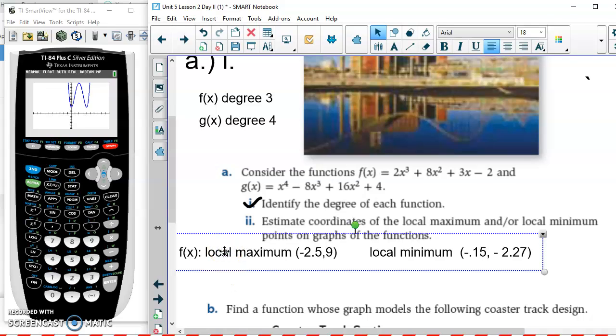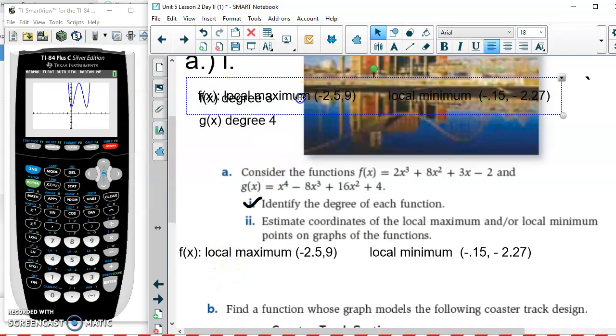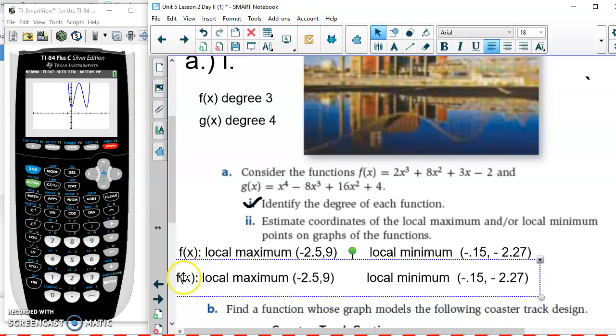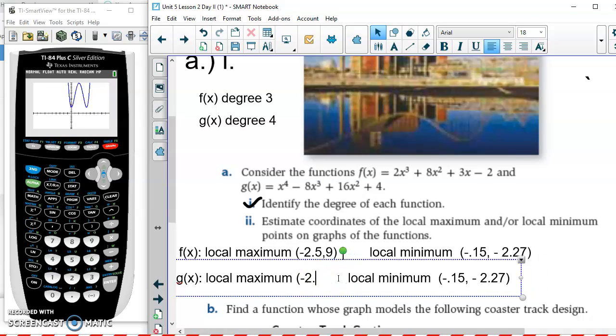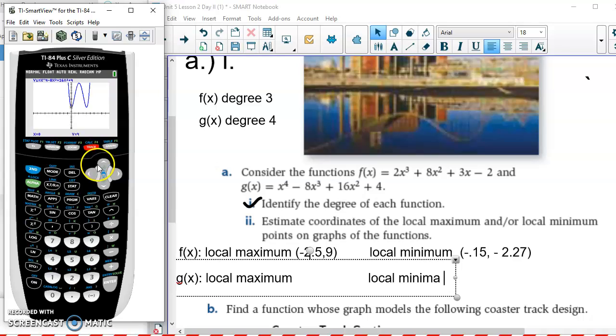So for g of x, our local maximum, we only have 1. We'll fill that in a second. And then our local minimums. Actually, here's a fun fact: the plural for that is minima. So we put in 2 values. So let's go back to tracing our function. We hit trace. Our local minimum seems to be pretty close to 0, 4. That seems to be the lowest point.